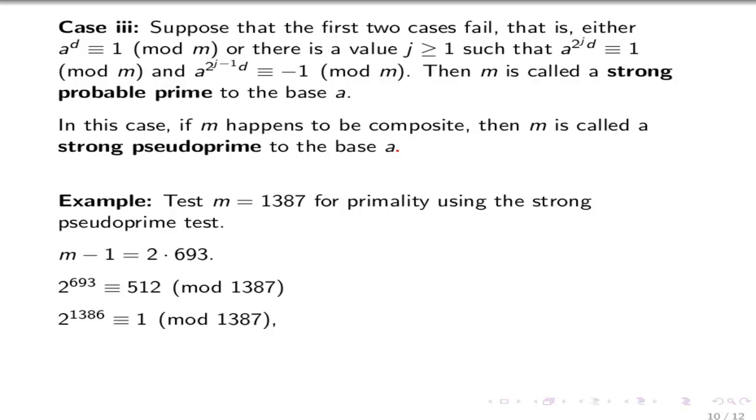Okay, let's look at some examples. So let's test 1387 for primality using this test. So step 1 is you factor m minus 1, pull off the biggest power of 2, which in this case is just 2 to the first power. Calculate 2 to the 693 power, that comes out to be 512. And then when you square both sides, this comes out to be plus 1. So we do have the Fermat's little theorem type of relationship. So it looks like 1387 is a probable prime to the base 2.